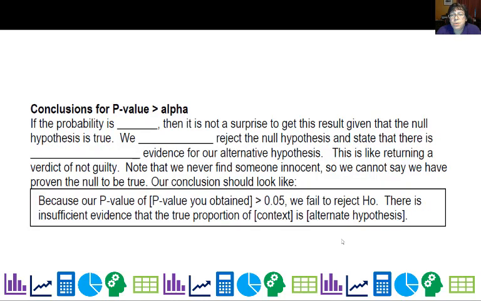The only difference when we get a high probability value is that we're not surprised. So we fail to reject. We're like, oh, that's not that unusual. You're not going to change my mind. And we say, there's not enough evidence to change my mind. All right. So we fail to reject and we say there's insufficient evidence. So it's very similar to the other, except we're going the other way.